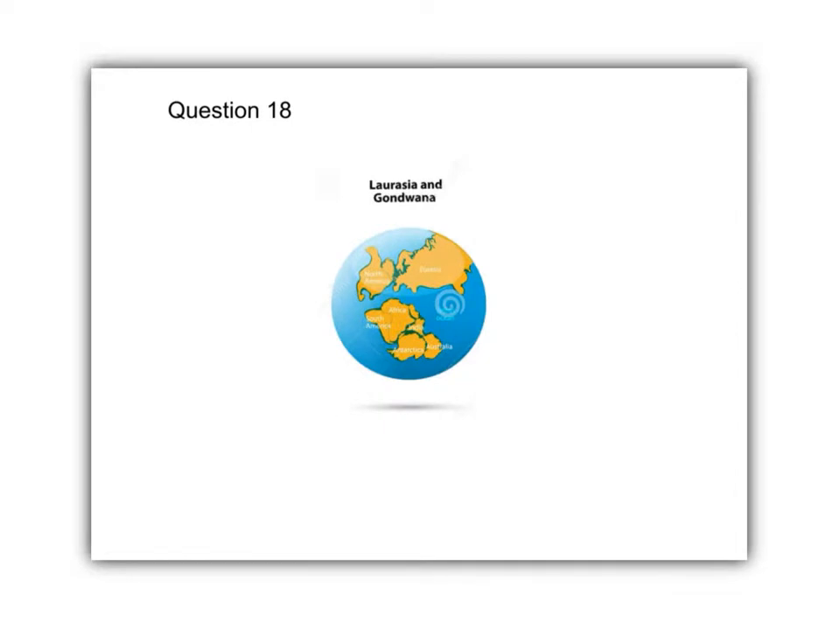Continuing with question 18, we have Gondwana and Laurasia, and what you want to remember about those is Gondwana was formed with South America, Africa, India, Antarctica, and Australia, and Laurasia was more of your North America, parts of Asia, and Europe. So if you could look at that picture and understand that picture, you should do very well on that question.